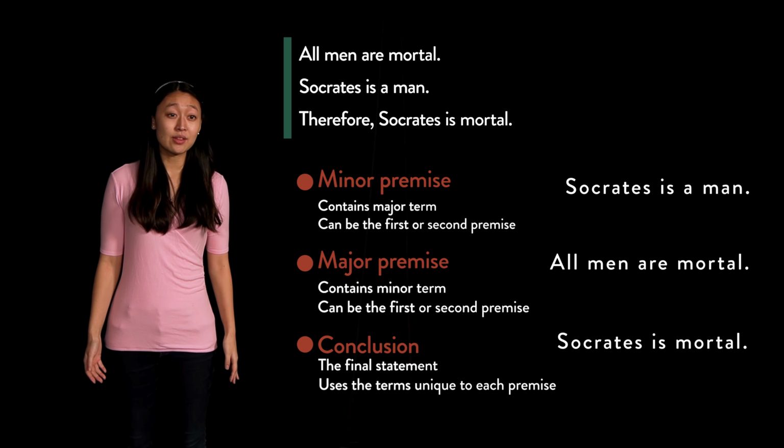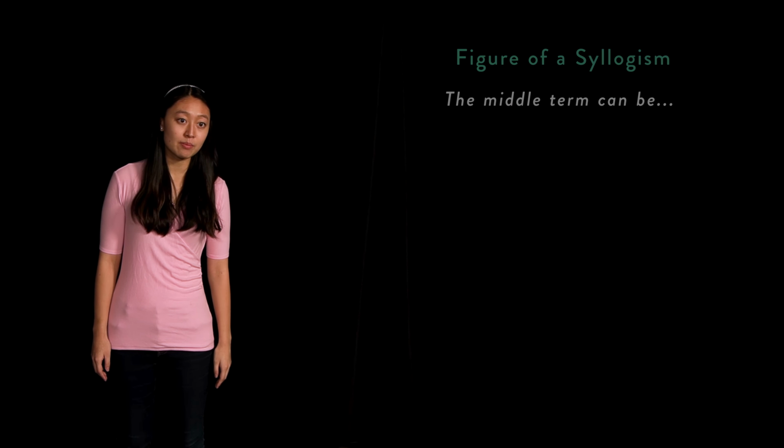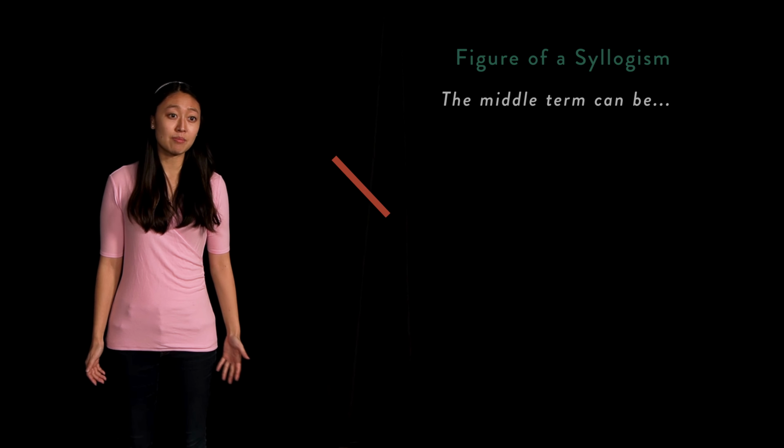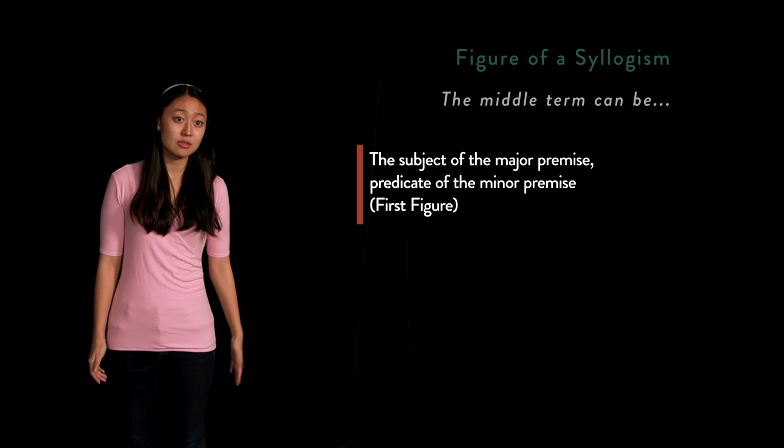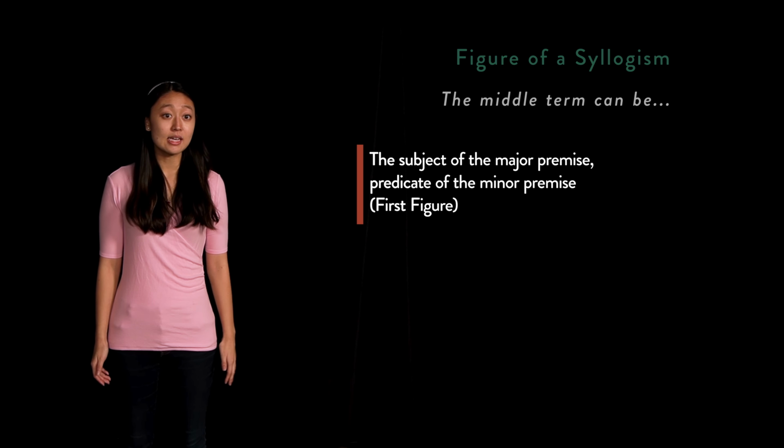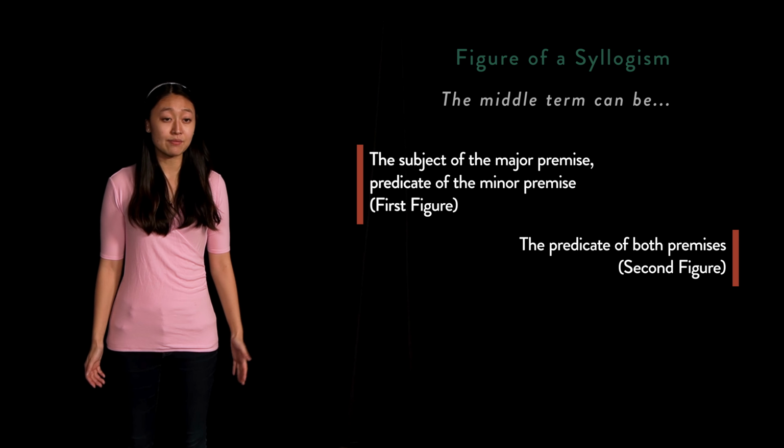Therefore, we can conclude that the middle term can be shared in one of four ways. These ways determine what logicians call the figure of a syllogism. First, it can be the subject of the major premise and the predicate of the minor premise, called first figure. Second, it can be the predicate of both premises, called second figure.